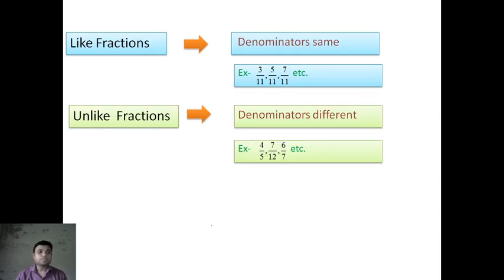Now like fractions. The fractions are called like fractions if their denominators are the same. See the denominators 11, 11, 11. All the denominators are 11, so these fractions are called like fractions. Whatever the numerator may be, no problem, but if the denominators are the same, the fractions are like fractions. Now unlike fractions, where denominators are different. Look here, denominators 5, 12, 7. All are different, so these fractions are called unlike fractions. Is it clear, my dear students?